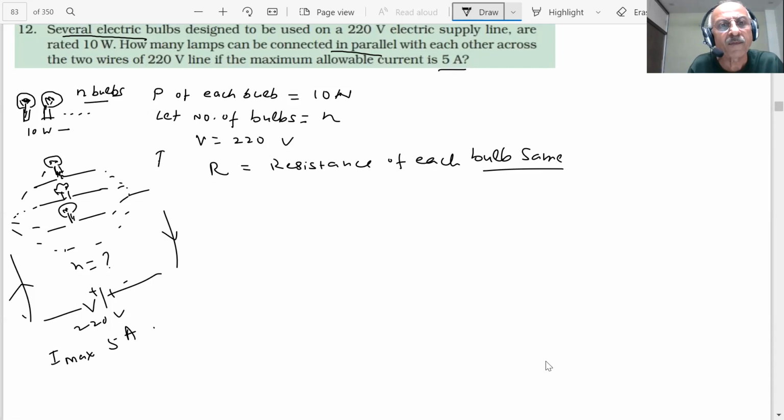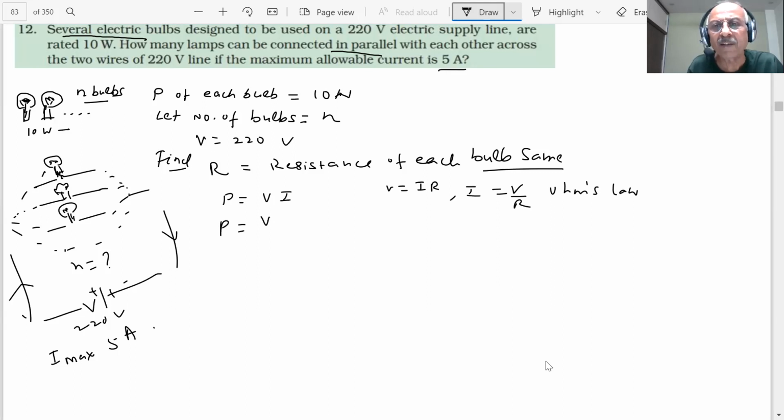So find R. What is the formula? P is equal to V into I. We want to calculate the resistance. V is given. Then what is the formula? V is equal to I into R. I is equal to V by R, Ohm's law. Put the value of I here. What do you get? V square by R. Now, is this the correct formula?